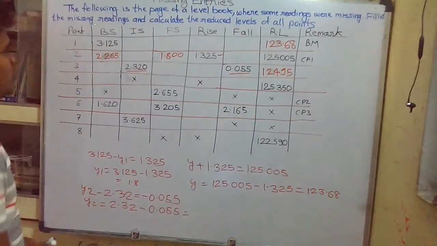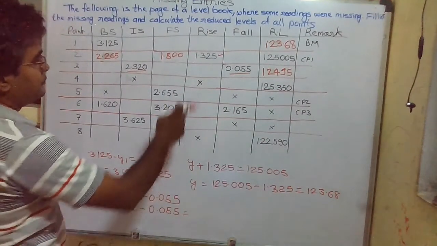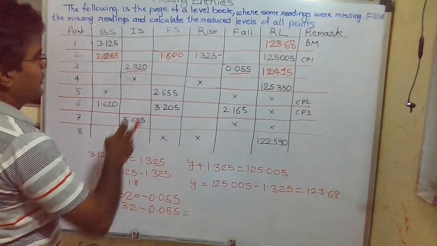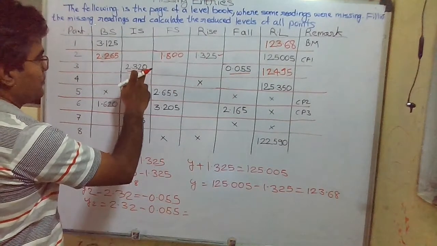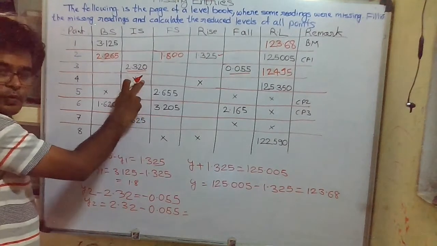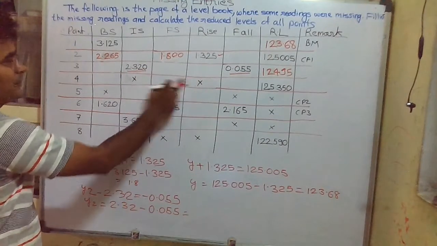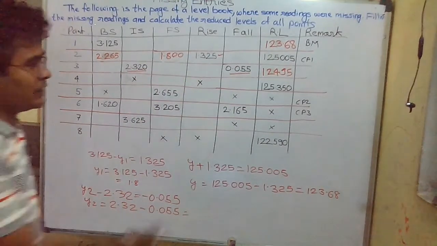Okay, now the next missing entry is this rise. How do we get this rise? By subtracting this forward value from the previous value, we will get this rise. But here both entries are missing. So let us move to the next point.